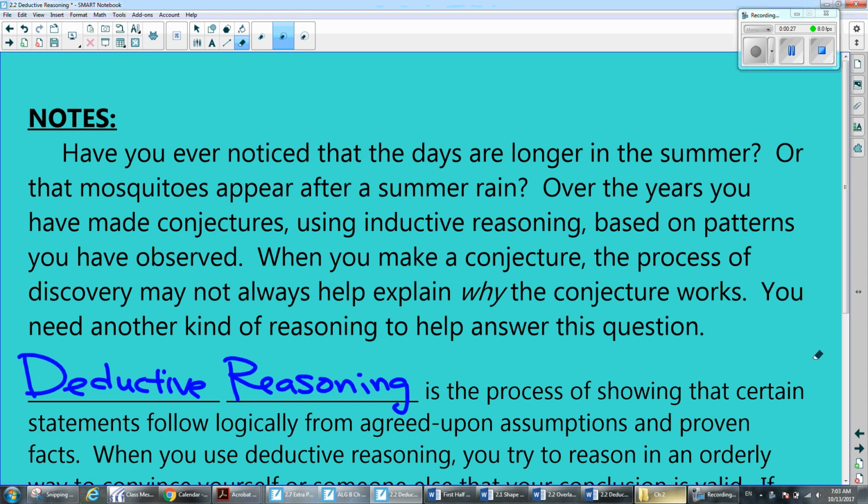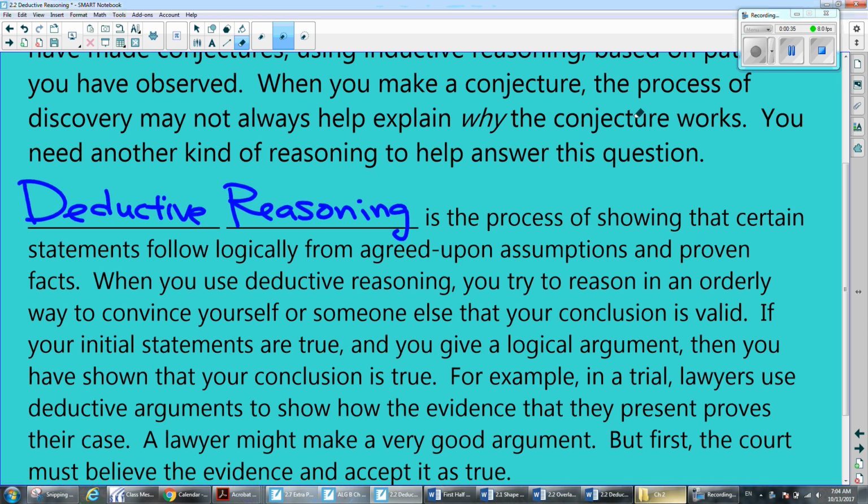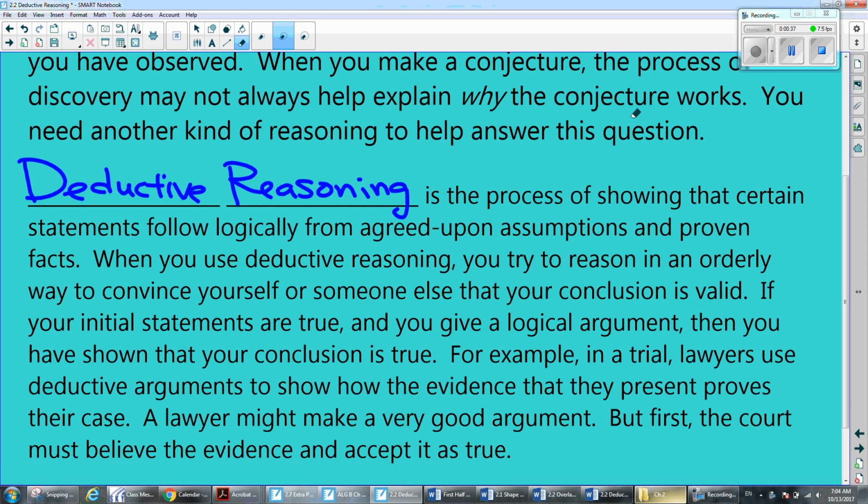When you make a conjecture, the process of discovery may not always help explain why the conjecture works. You need another kind of reasoning to help answer this question. So deductive reasoning is the process of showing that certain statements follow logically from agreed upon assumptions and proven facts. When you use deductive reasoning, you try to reason in an orderly way to convince yourself or someone else that your conclusion is valid. If your initial statements are true and you give a logical argument, then you have shown that your conclusion is true.